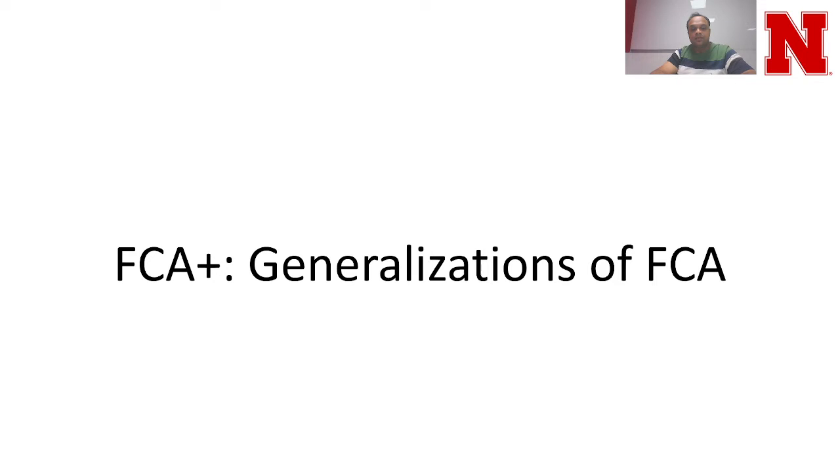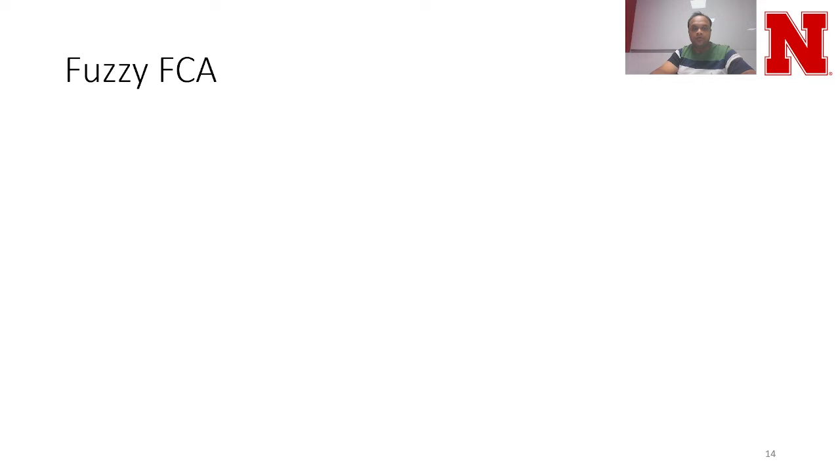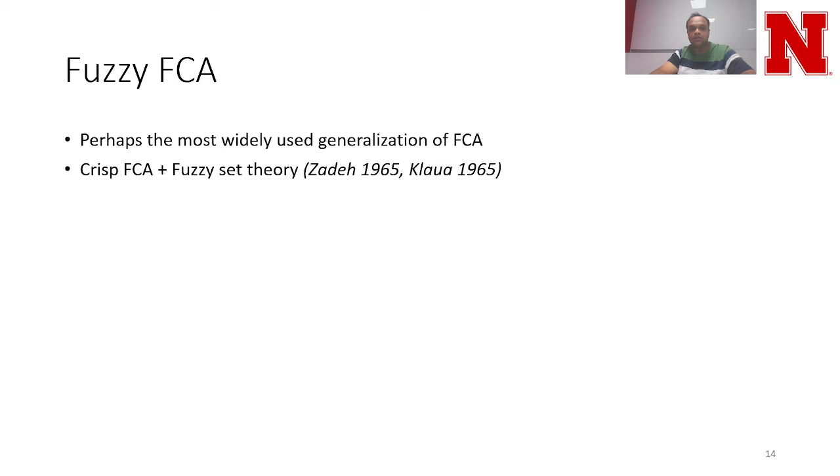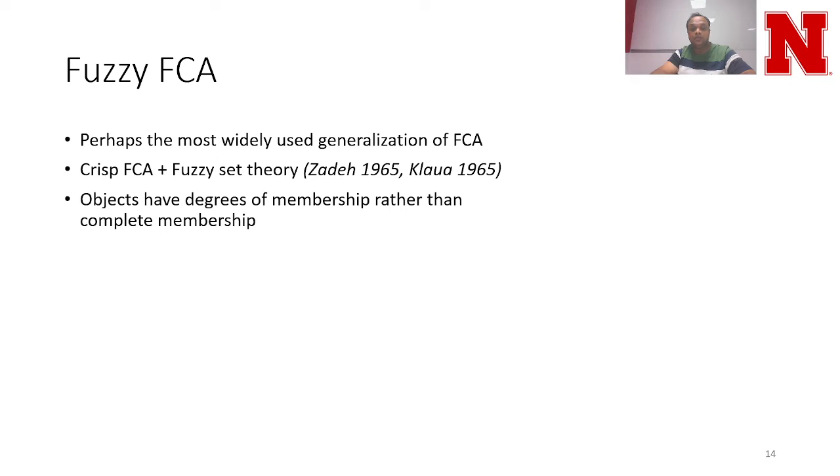Now let's move on to various extensions or generalizations of FCA that we explored and thought were important. No doubt the first and very widely used is fuzzy FCA. Fuzzy FCA is based on crisp FCA, which we saw earlier, and fuzzy set theory. Fuzzy set theory says that an object and attribute may not have a complete relationship, and there could be a varied degree of membership between objects and attributes.